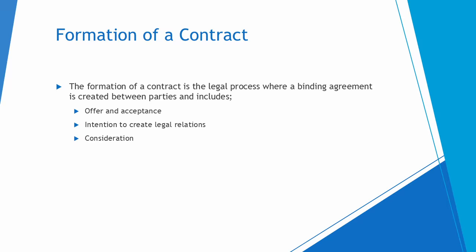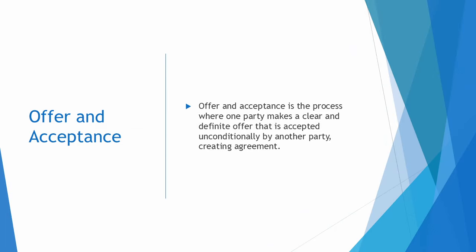Formation of a contract. The formation of a contract is the legal process where a binding agreement is created between parties and includes offer and acceptance, intention to create legal relations, and consideration. Offer and acceptance. Offer and acceptance is the process where one party makes a clear and definite offer that is accepted unconditionally by another party, creating agreement.